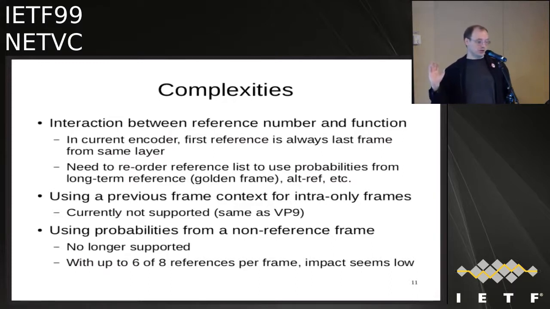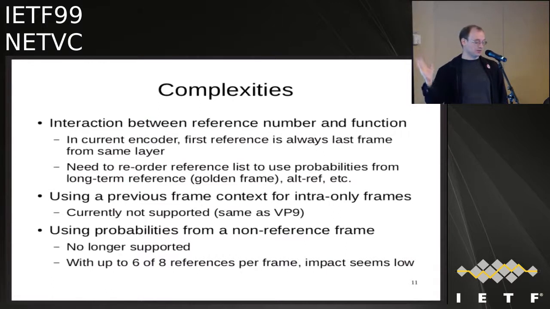As I said, if we have an intra-only frame that is not a keyframe, there's currently no way to use a previous frame context. So basically, your probabilities always get reset. That's the same way things worked in VP9, and we didn't change that because we didn't think it was that useful.